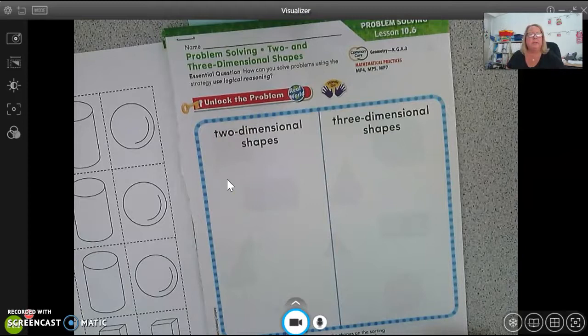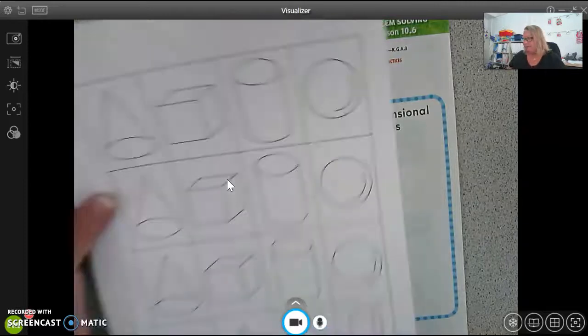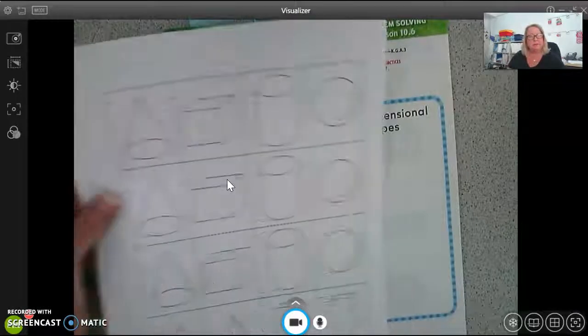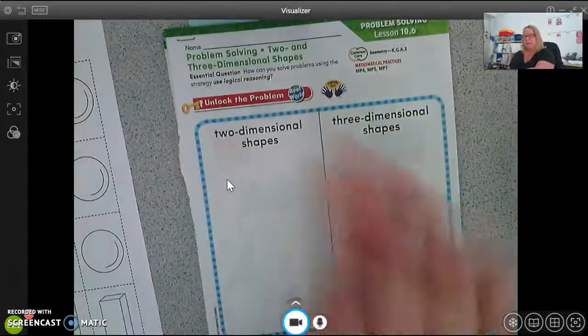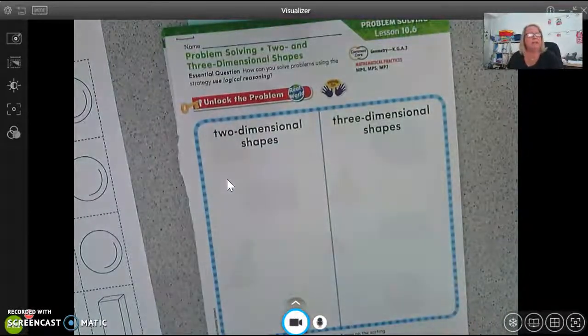We are doing recognizing two-dimensional and three-dimensional shapes. Now I have the pictures of the three-dimensional shapes, but remember the two-dimensional shapes are just the flat shapes. They are like the circle, the triangle, the square, the rectangle.